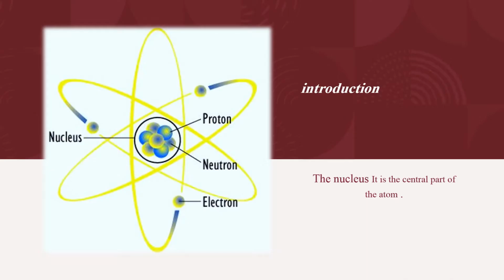Now we talk about the introduction of nuclei. The nucleus is the center part of the atom, in which the mass of the atom condenses. Most of its mass consists of positively charged protons and neutral neutrons, which form the nucleus with a net positive charge. The positive charge of the protons numerically equals the negative charge of the electrons, so the atom is electrically neutral.